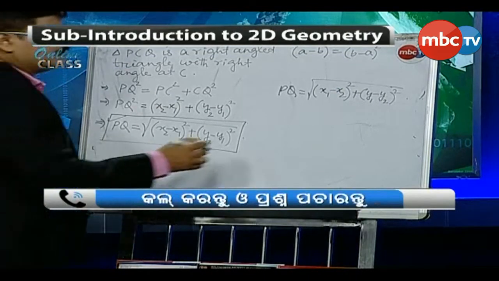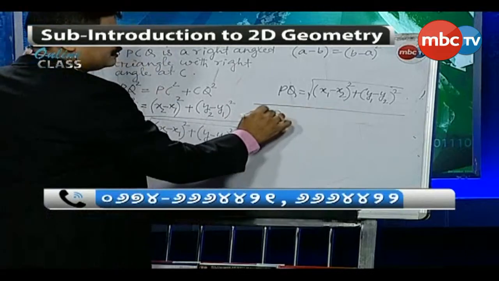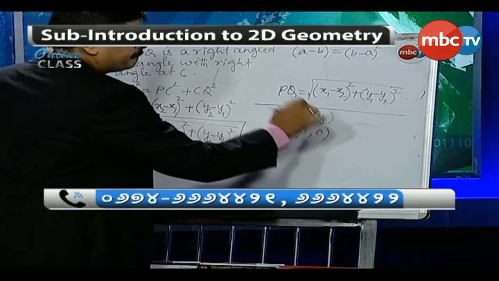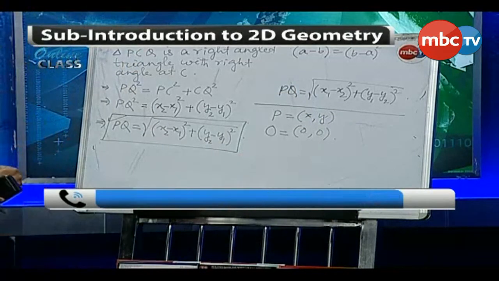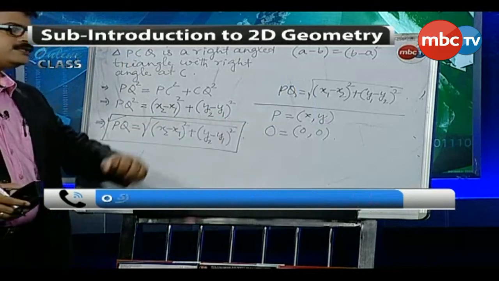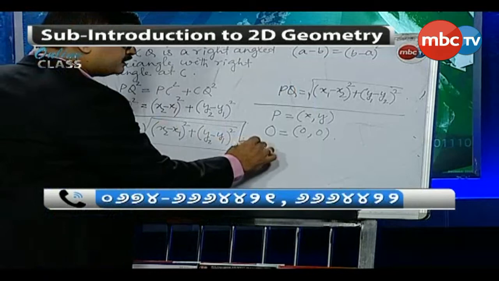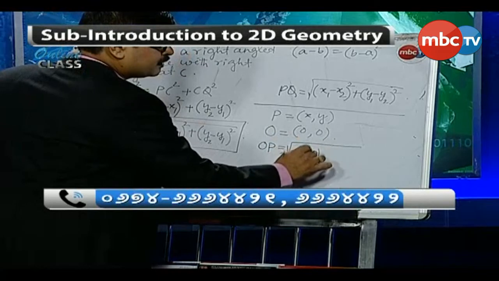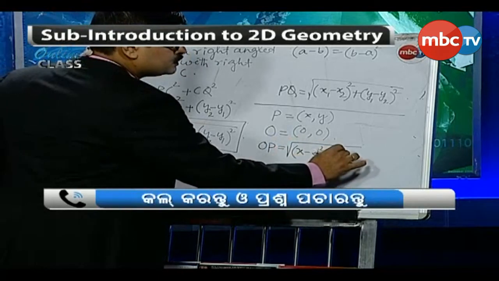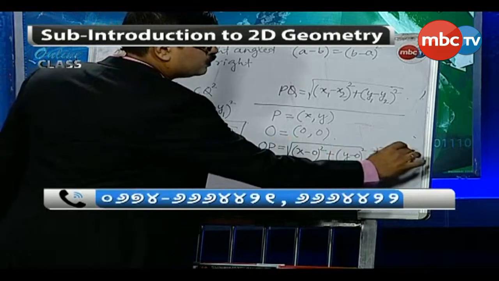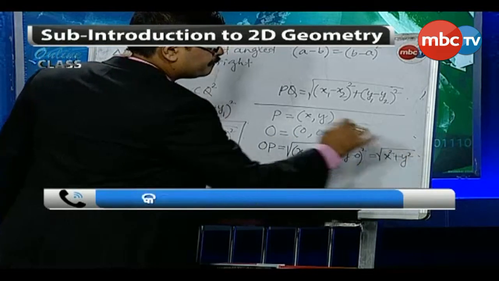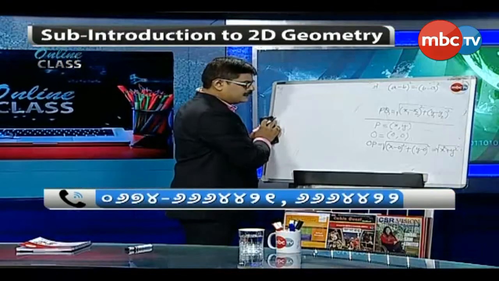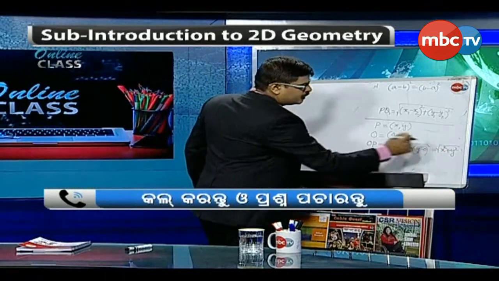Now, suppose one point is P, other point is origin. So, what is the distance of the point P(x, y) from origin? There you can see the distance OP will be equal to, if you apply distance formula, square root of (x minus 0) square plus (y minus 0) square, that is square root x square plus y square. So, distance of the point P(x, y) from origin is square root x square plus y square.